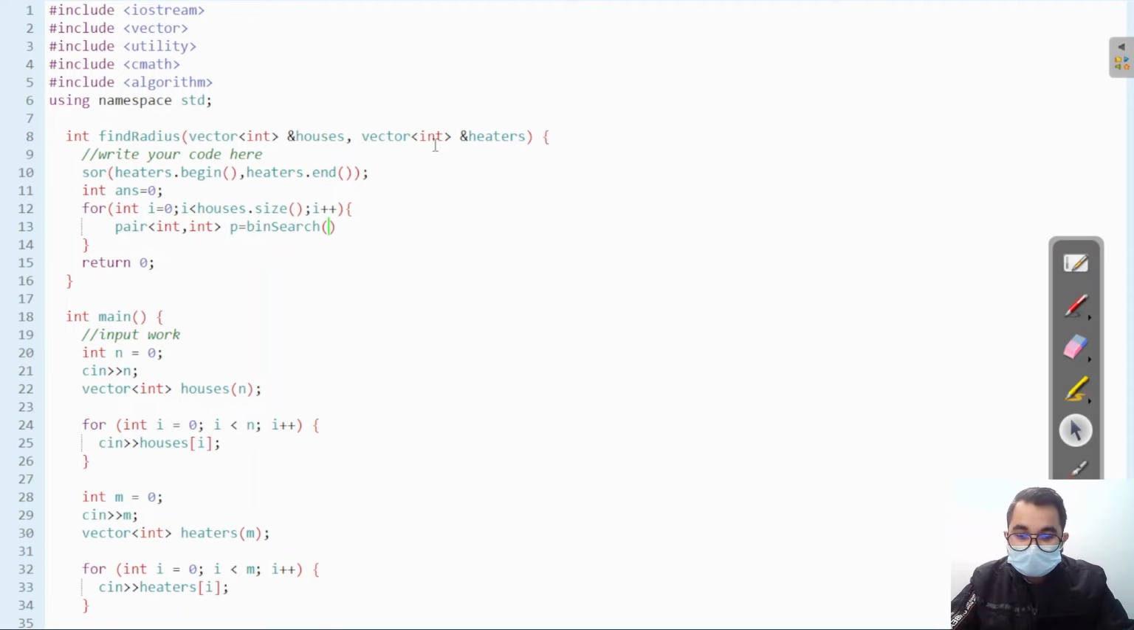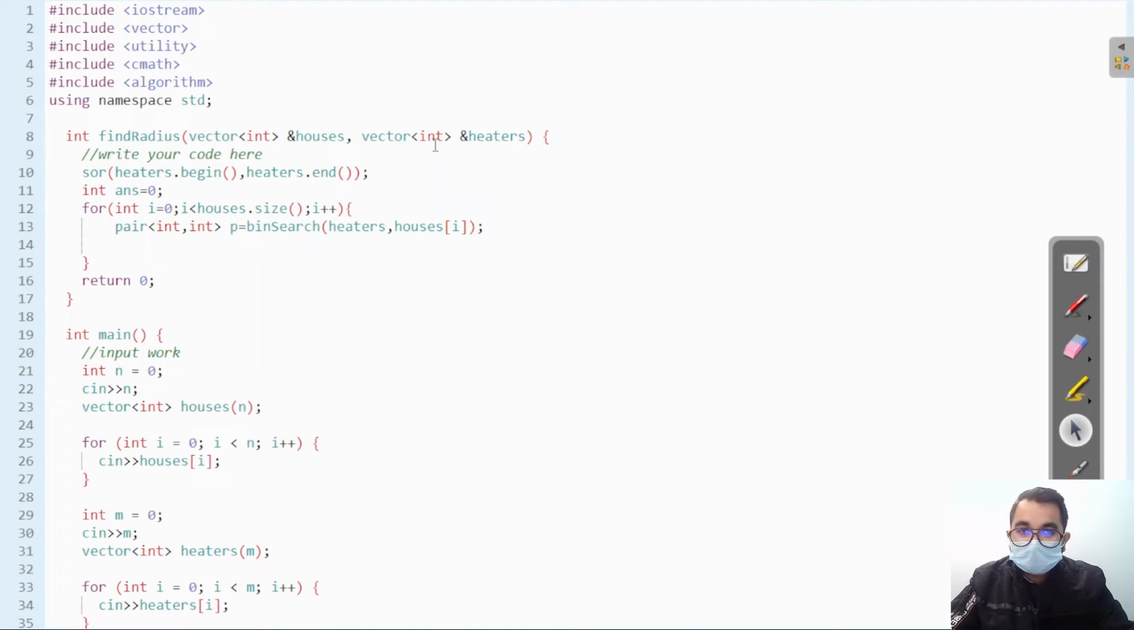This is my binary search. Binary search will work on heaters, and by using what parameter is it going to search my floor and seal? My house number. So house number is nothing but houses i. Alright, so after this I will get some floor and some seal. Now I need to calculate the distance from the left side heater and the right side heater.